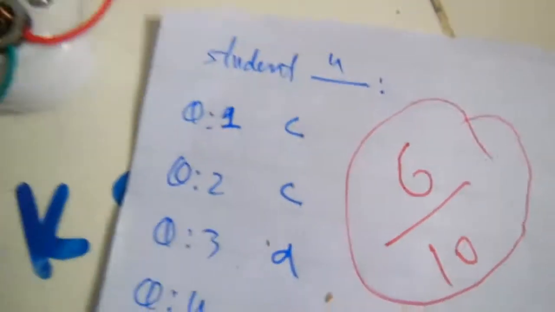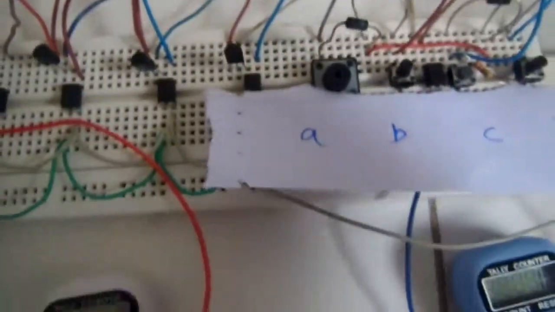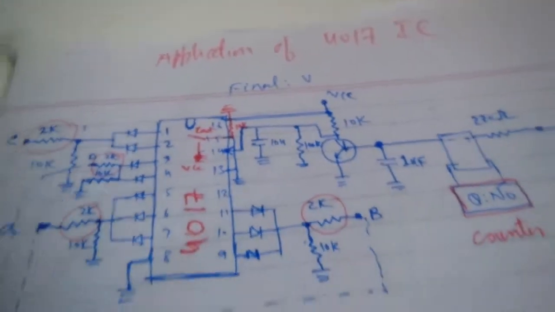In this way we can check question papers of 100 questions, and we can make a question paper of 100 questions by using the simple 4017 IC in a circuit which has been designed in such a way that we have the key. We can change the key by changing the wire from here to here, from there to there. In this way we can change the key.